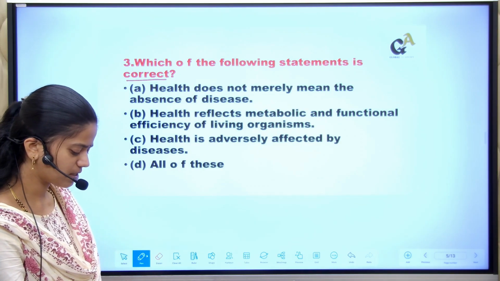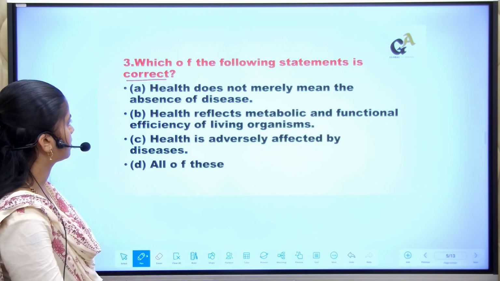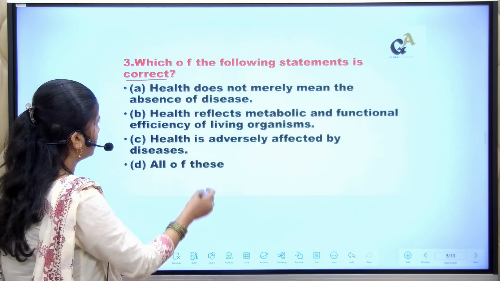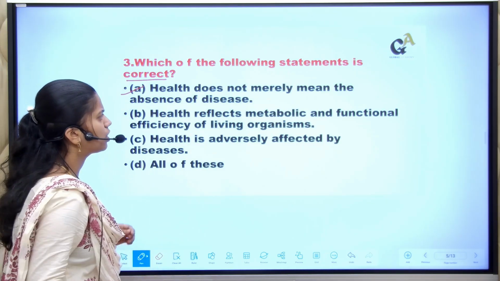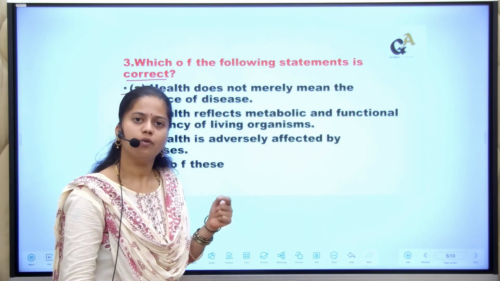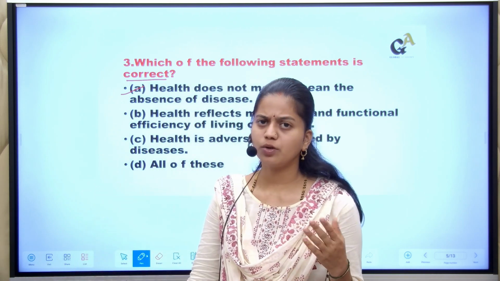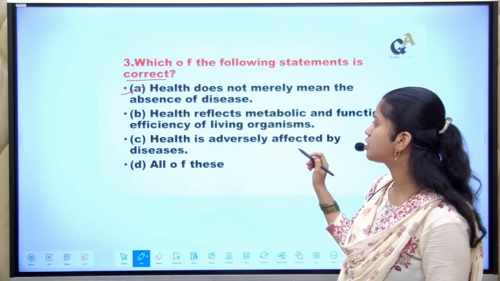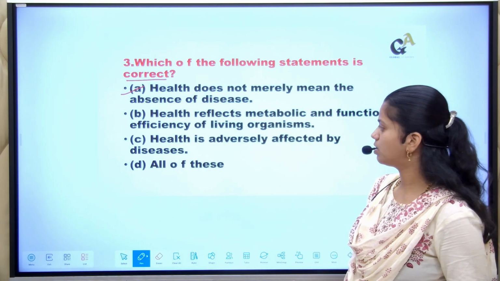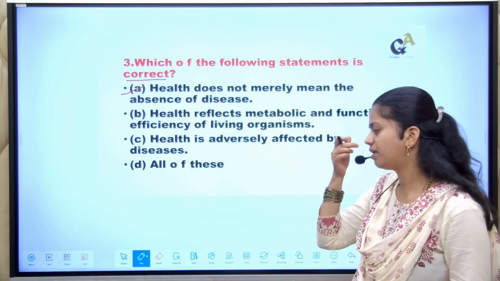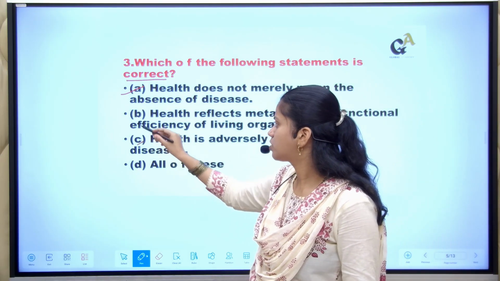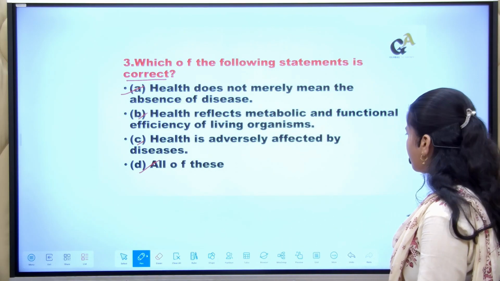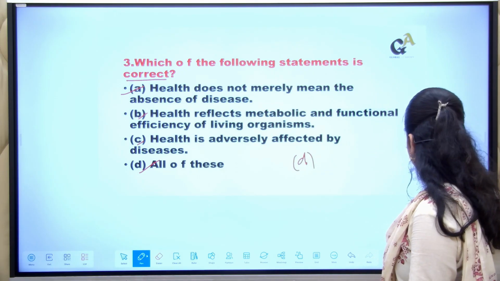So what is the answer here? Option A, health does not merely mean the absence of disease. Is it correct? Yes. You cannot say that when the person is not having a disease, then he is healthy. You cannot refer to it like that. Health reflects the metabolic and functional efficiency of living organisms. Yes, it is also correct. Health is adversely affected by disease. Yes. So all the statements are correct here. Option D, all of these, is the correct answer.